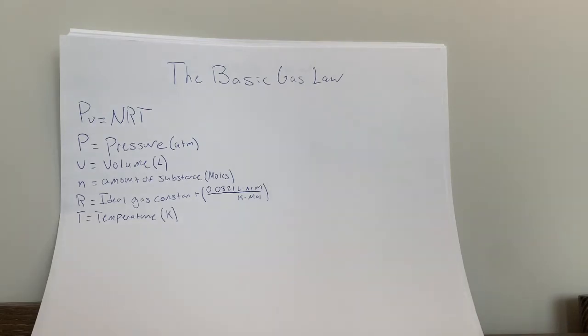So the basic gas law is simply PV equals nRT, where P stands for pressure, V equals volume, n equals the amount of substance, R equals the ideal gas constant, which is 0.0821 liters times atm over Kelvin times mole, and T equals temperature.